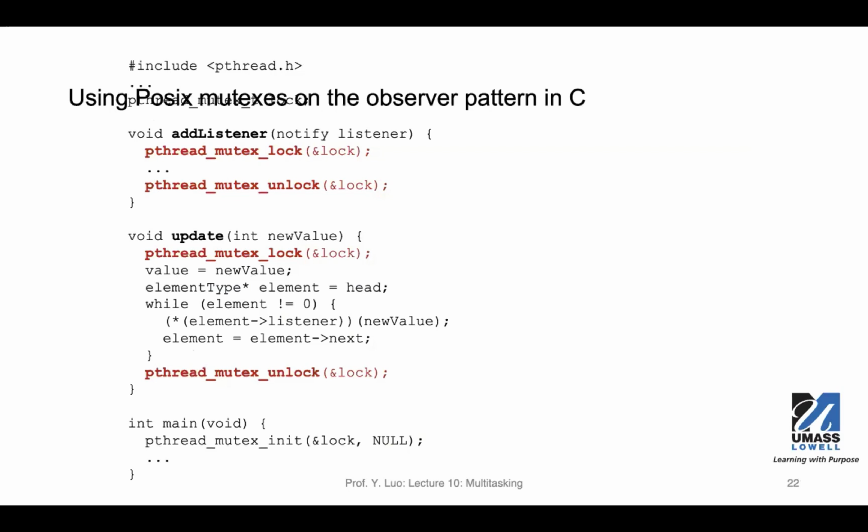Here's one possible solution. We use so-called pthread mutex lock. Mutex lock stands for mutually exclusive locks. We will have to declare this lock at the very beginning. So it's a pthread mutex lock. It's called a lock. This variable name is lock.